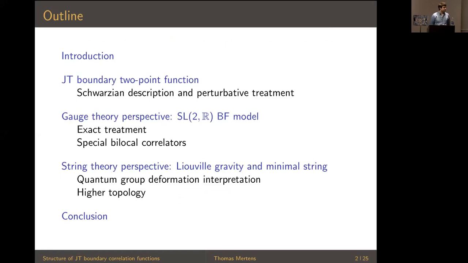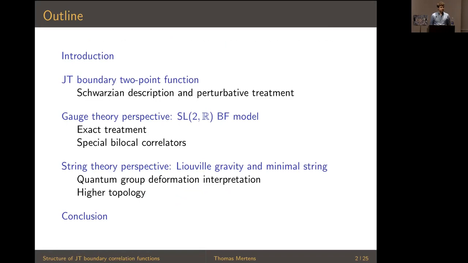Of course, I'll first give you an introduction to what Jackiw-Teitelboim gravity actually is. And then I will specify to the JT boundary 2-point function, and in particular, I will emphasize its description in terms of the Schwarzian theory and the perturbative treatment of that. And then I will present two different perspectives on this model, or in particular on this boundary 2-point function.